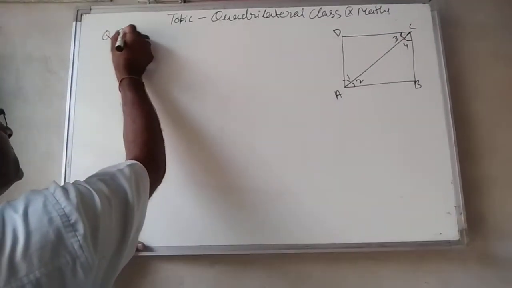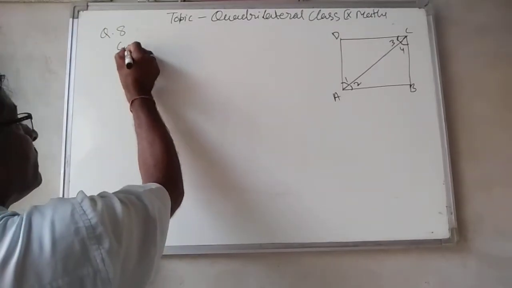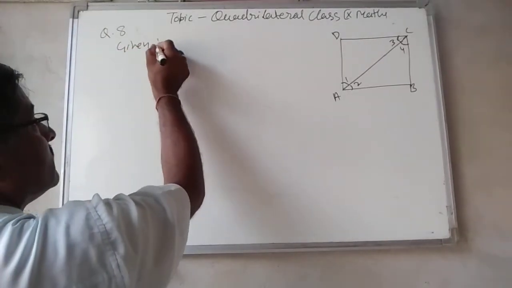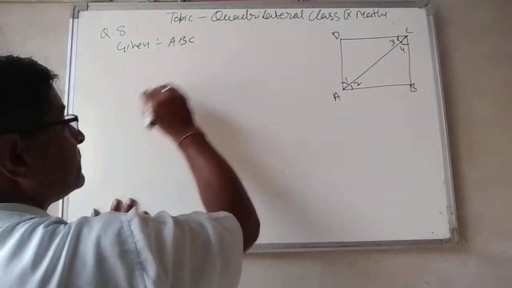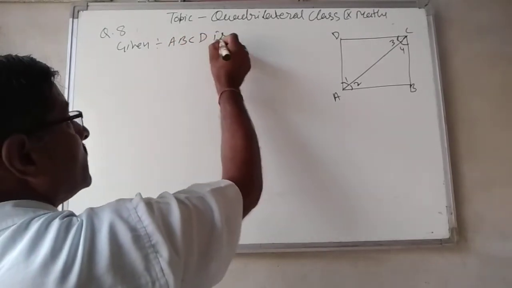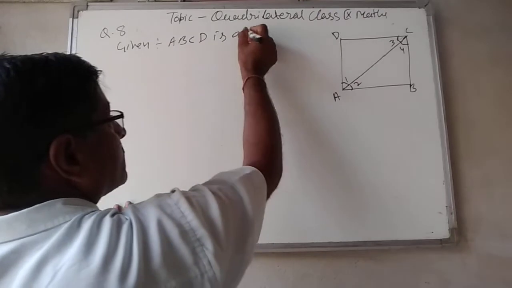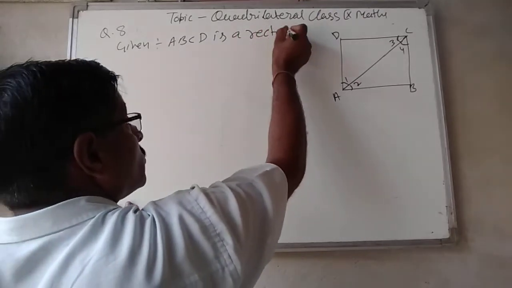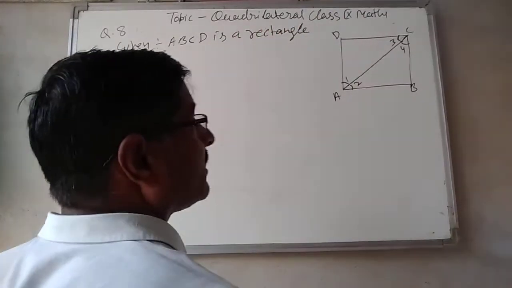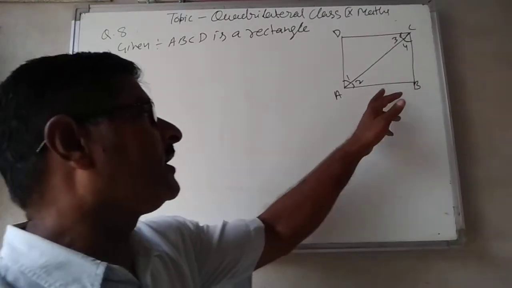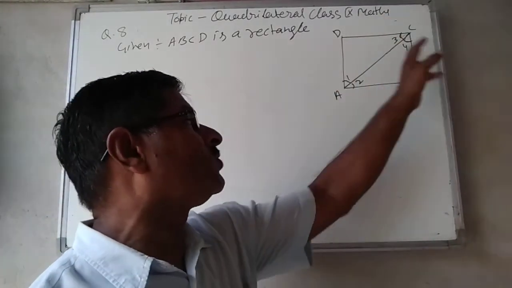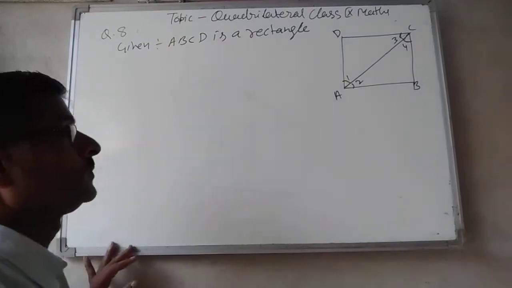Question number 8, this is given: ABCD is a rectangle. So you know when the name is rectangle, so many results we can find. Side AB is equal to CD, AD is equal to BC, each angle is 90 degrees.